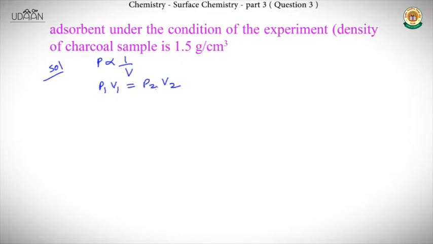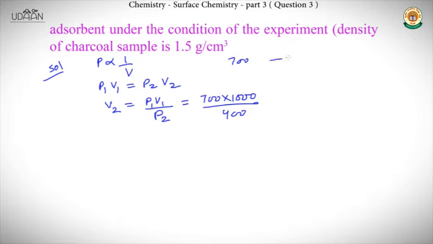I know the initial volume also, the volume of the vessel is 1 liter, so the volume of the gas will also be 1 liter. Pressure falls, so the volume will increase. Now I'll find the final volume, P1 V1 by P2. So I'll simply substitute the values: 700 into 1000 upon 400, because the pressure is going from 700 to 400 millimeters of Hg. The final volume comes out to be 1750 ml.